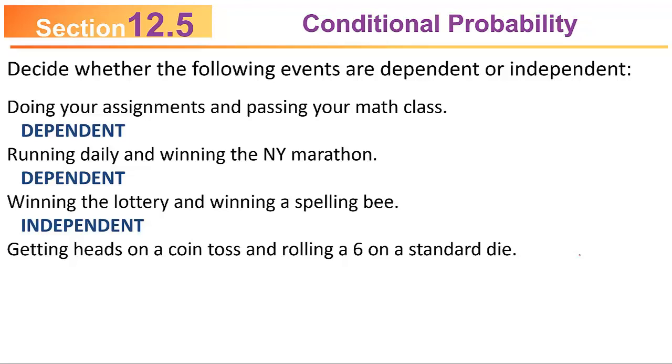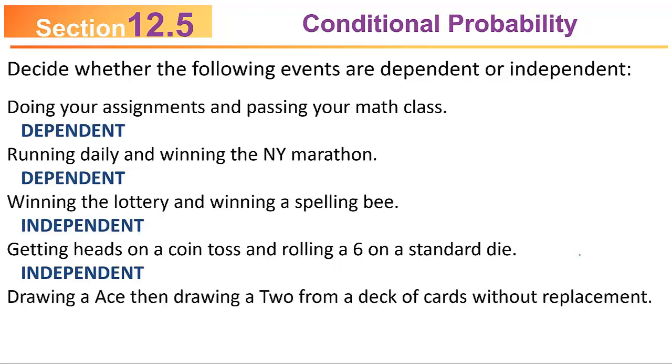Getting heads on a coin toss and rolling a 6 on a standard die. Flip a coin, does it matter what you get in terms of it changing the probability that you're going to roll a 6 on the standard die? No, I don't think so. So those are also independent events. This sort of gives you an example of what we mean by dependent and independent. You mainly need an intuitive idea of what they mean.